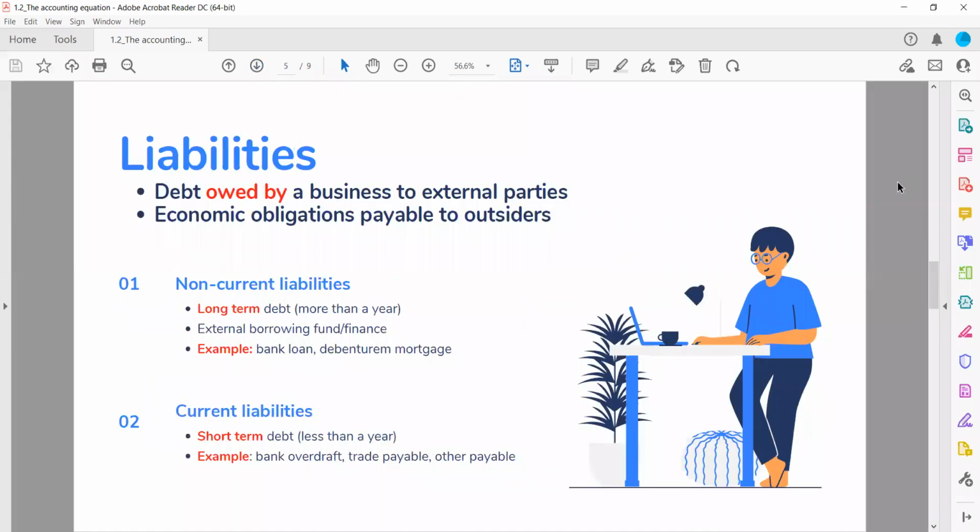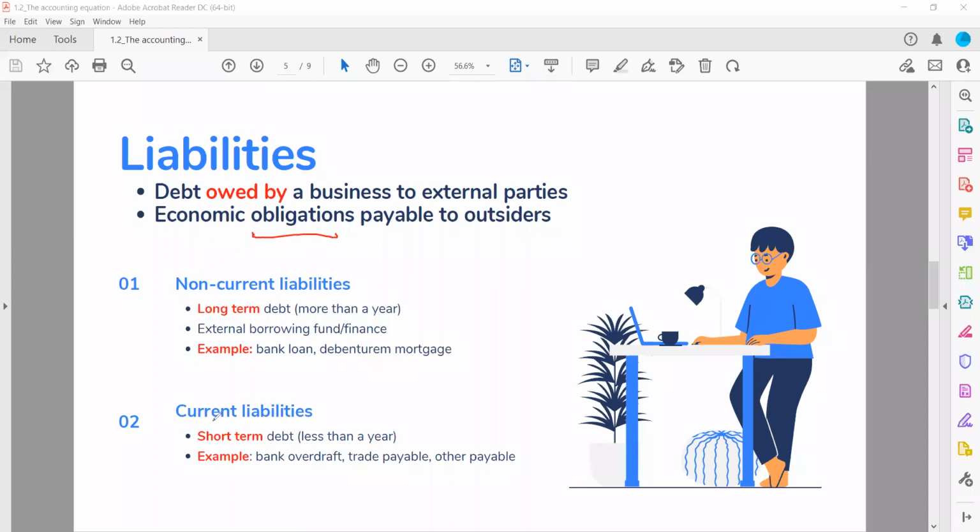What have you learned? Okay, liability. Liability is the debt owed by the business to an external party. External party means the outsider, which is an economic obligation payable to outside. Economic obligation means something that will affect your business or another party's business, which we have to pay. Obligation means you have to pay.